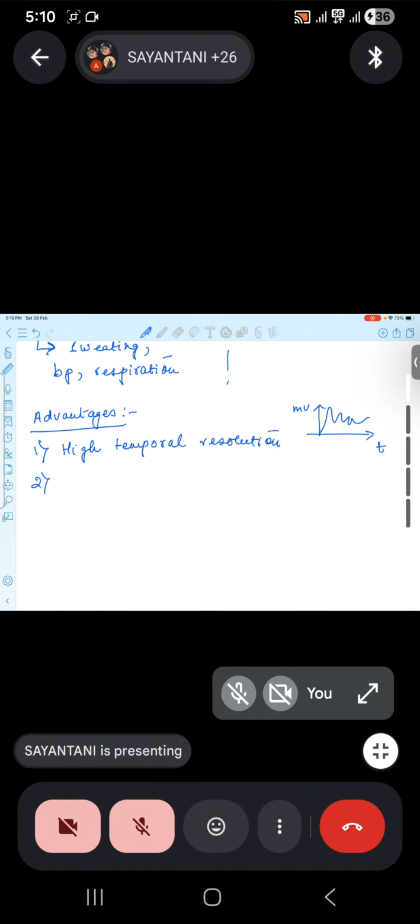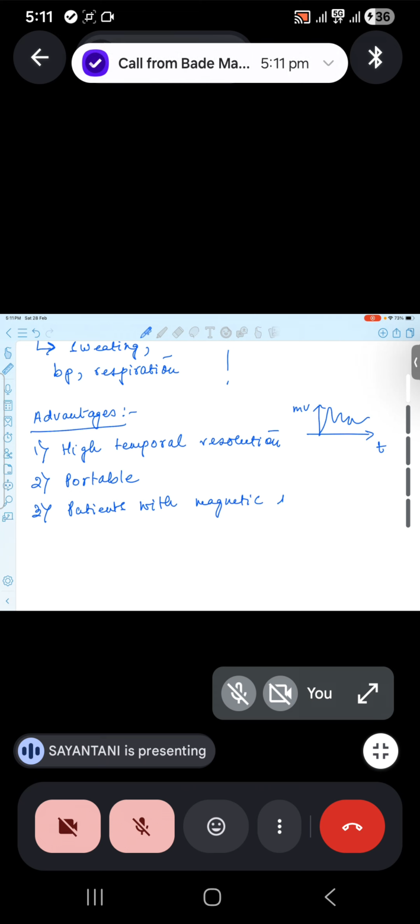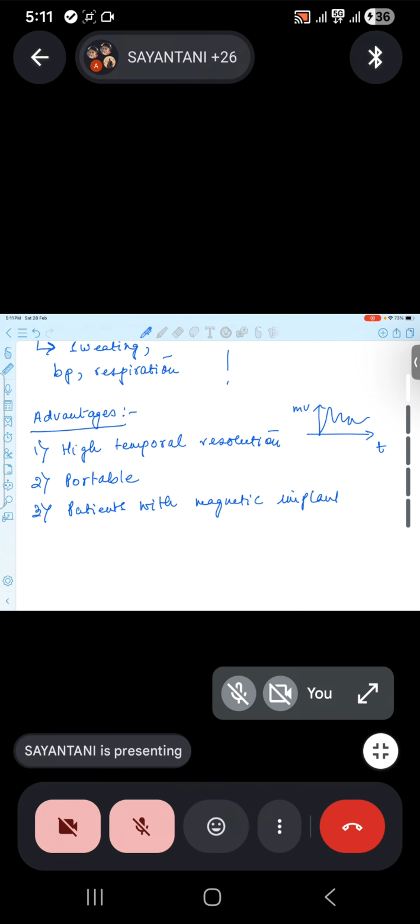Second is, an EEG system is portable. Third, patients with any kind of magnetic implants in their body, they can also participate in this EEG experiment because there is no amount of magnetic interference. We're just taking time domain signals, right? And of course, EEG devices are relatively cheap.